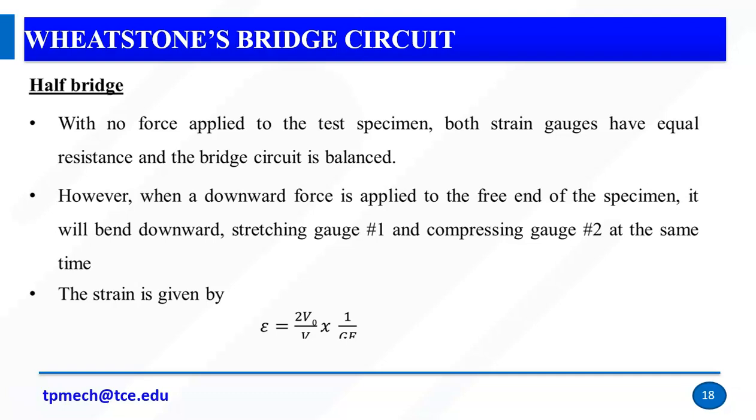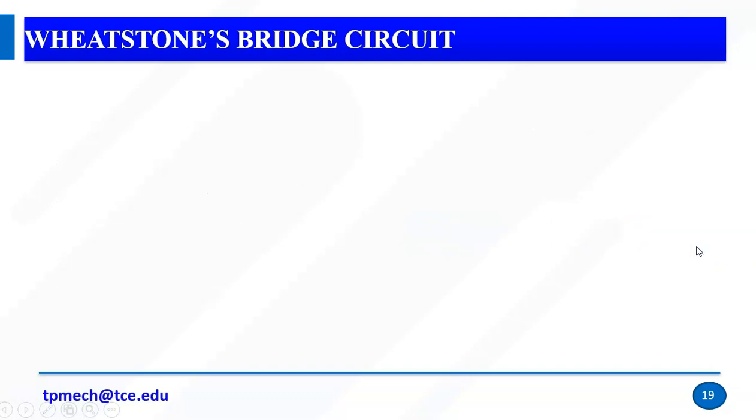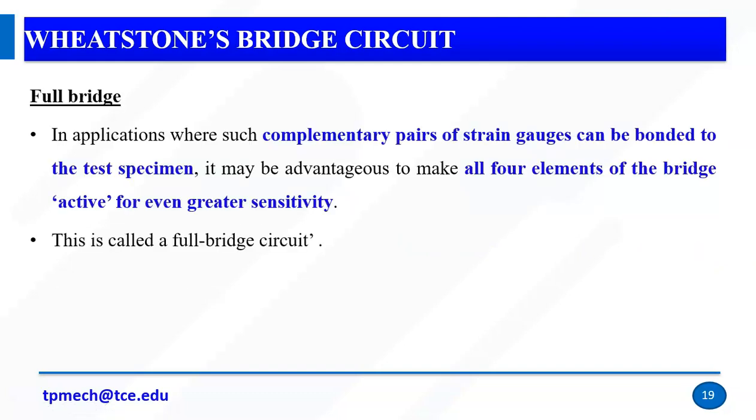Right? So next one is the full bridge. It is used in applications where complementary pairs of strain gauges can be bonded to the displacement. For example, I am giving some tensile force, but it is not an ordinary rod. It may be some complex part. In such complex parts, we cannot ensure at which place the tensile force is going to act and where the compressive force is going to act. So we can't ensure. For this reason, we use full bridges.